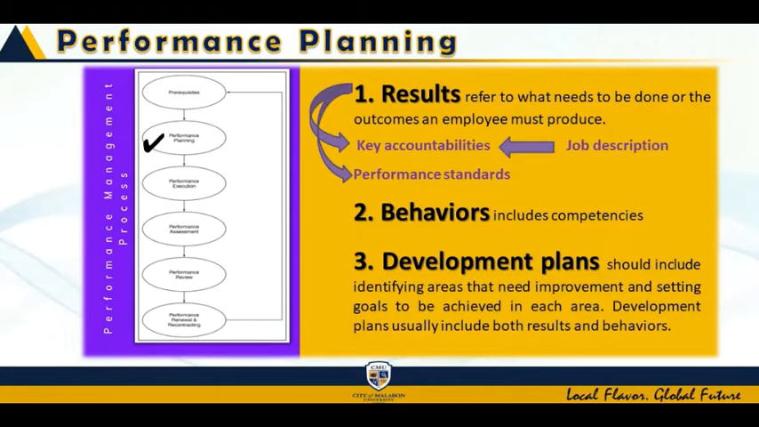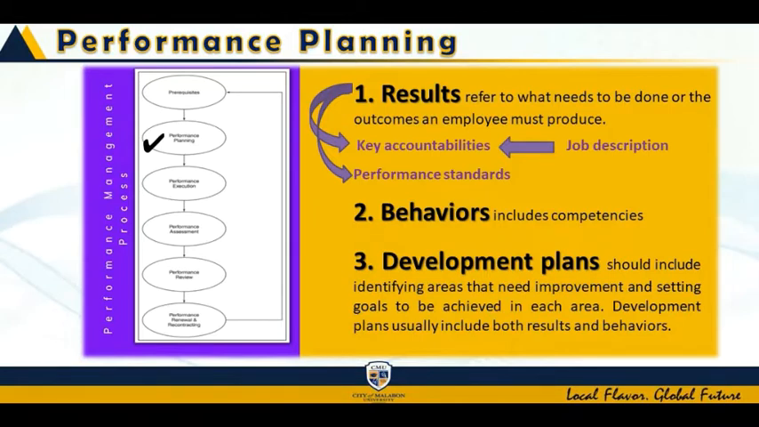Third is the development plans, which should include identifying areas that need improvement and setting goals to be achieved in each area. Development plans usually include both results and behavior. Again, performance planning must include the consideration of results and behavior, and the development plan.